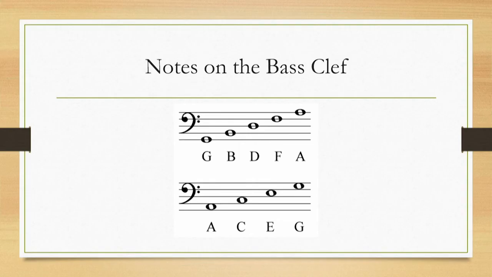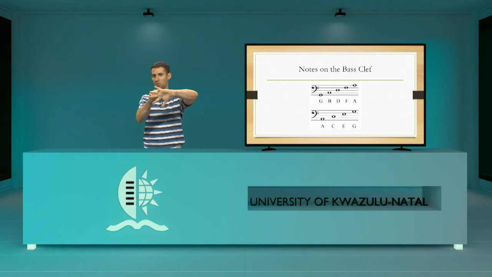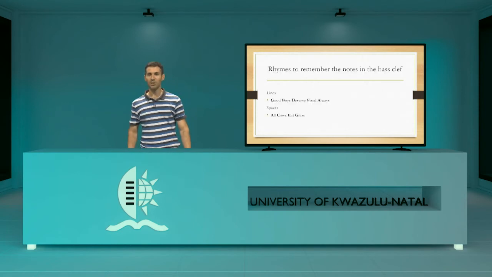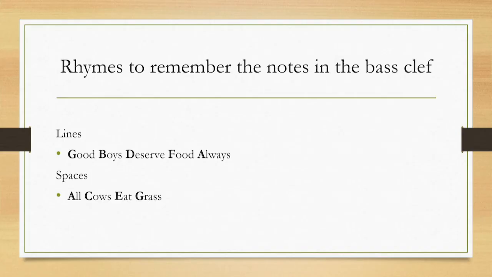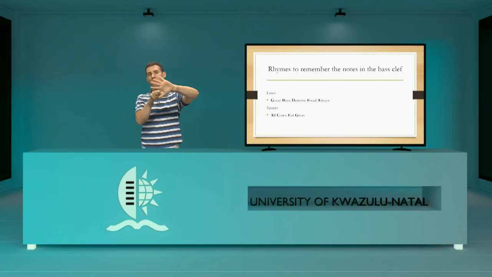And the 4 spaces are A, C, E, and G. Now we've also got rhymes for these just to make it a little bit easier. Good boys deserve food always, and all cows eat grass.